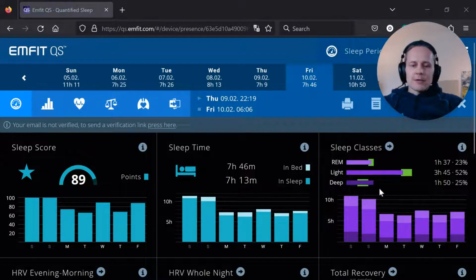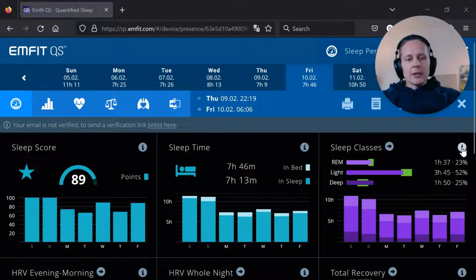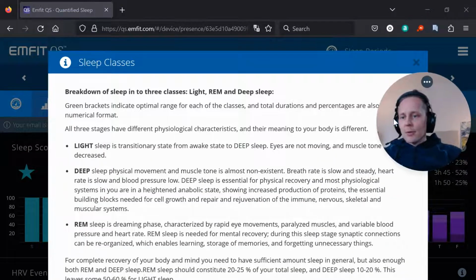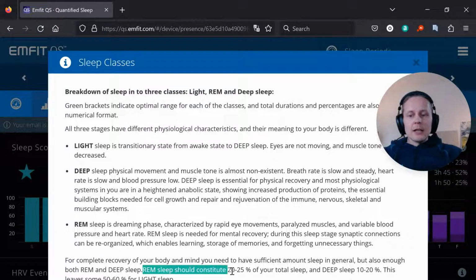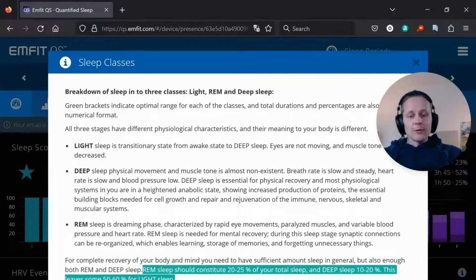The next one, which is interesting, is sleep classes. Sleep can be divided into light sleep, which most of our sleep is, and then we have REM, so rapid eye movement sleep, and deep sleep. If you get to the green area, you're good. If you get even more, I think it's even better if you get a lot of deep sleep. Again, you can find more information here on what light sleep is, what deep sleep is, and what REM sleep is. And here you can find the normal percentages of good sleep.